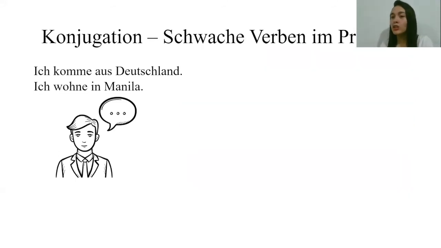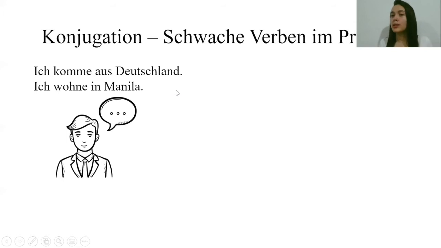We already learned how to express information about ourselves. We can express where we're from and where we live. In the example, you see the sentences. Ich komme aus Deutschland. I come from Germany. Ich wohne in Manila. I live in Manila.